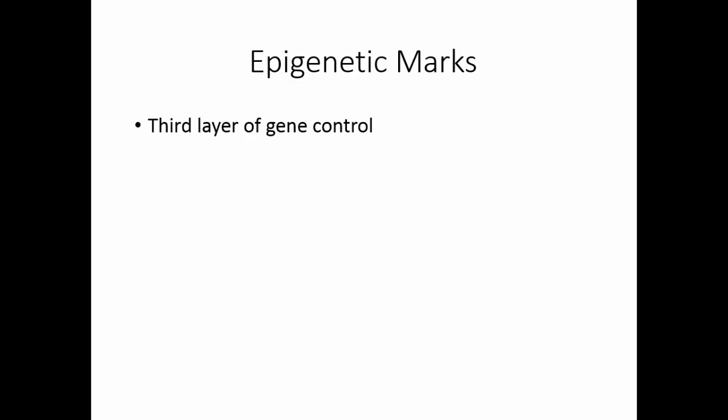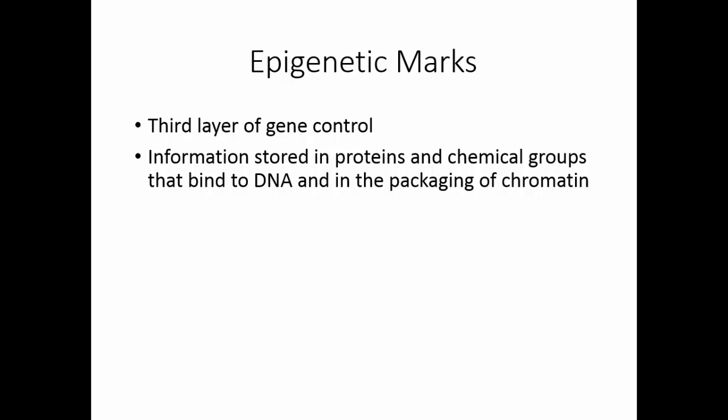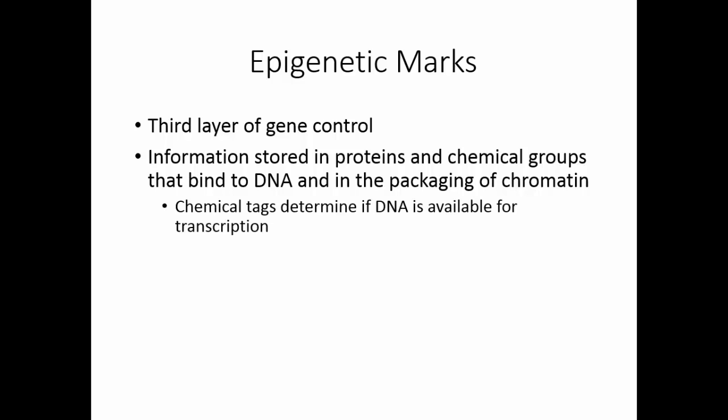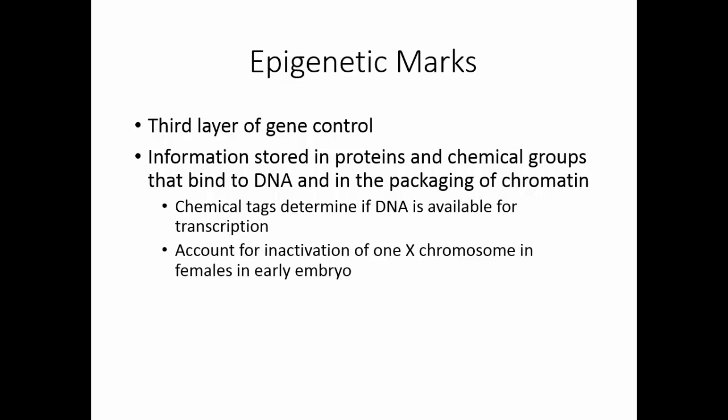Epigenetic marks are the third layer of gene control. This refers to the information that's stored in the proteins that bind to the DNA and in other chemical groups like methyl groups and acyl groups that bind to the DNA. Also, these are the proteins that are involved in packaging the chromatin. These chemical tags can help determine if DNA is available for transcription. They also account for the inactivation of one of the X chromosomes in females in the early embryo.